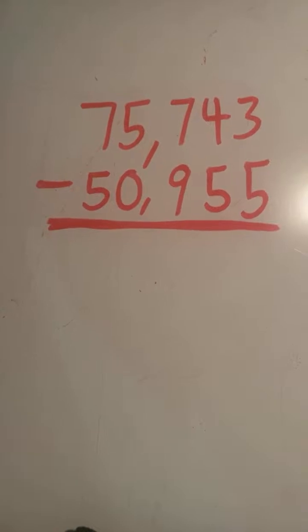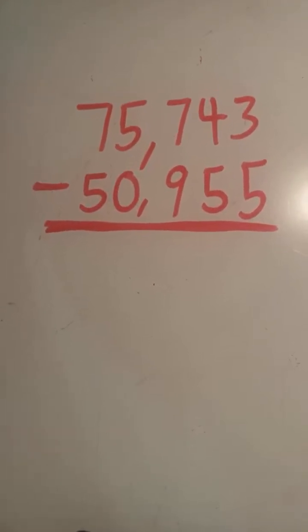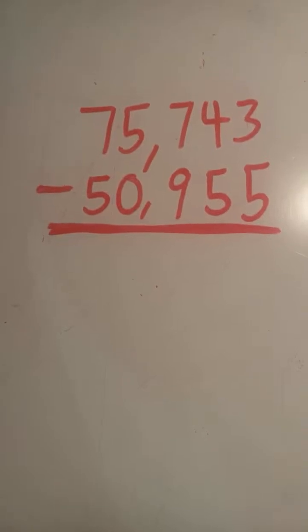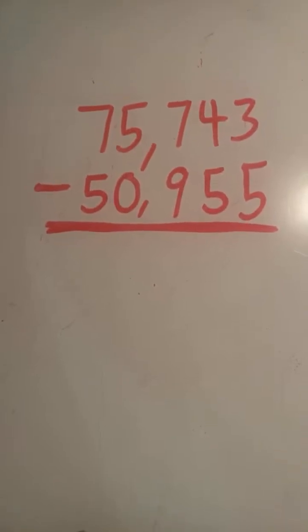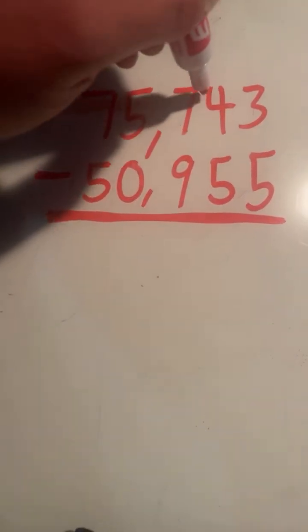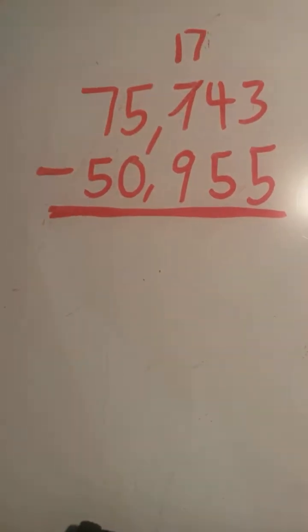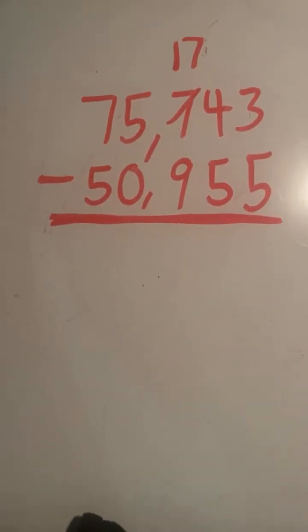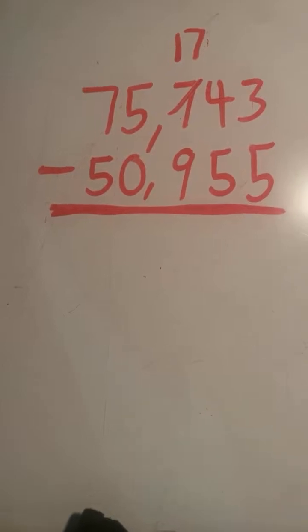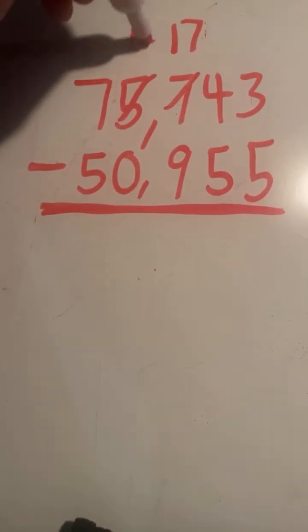So I'm going to do all my regrouping first, and then I'm going to subtract. So we regroup by adding 10 to the column that needs regrouping, and then taking away 1 from the column to the left. So starting in the hundreds place, we're going to add a 10. That 7 is going to become a 17. And then looking at the column to the left, which would be the thousands place, we're going to take away 1. That 5 is going to become a 4. So that's where we're taking the 10 from.